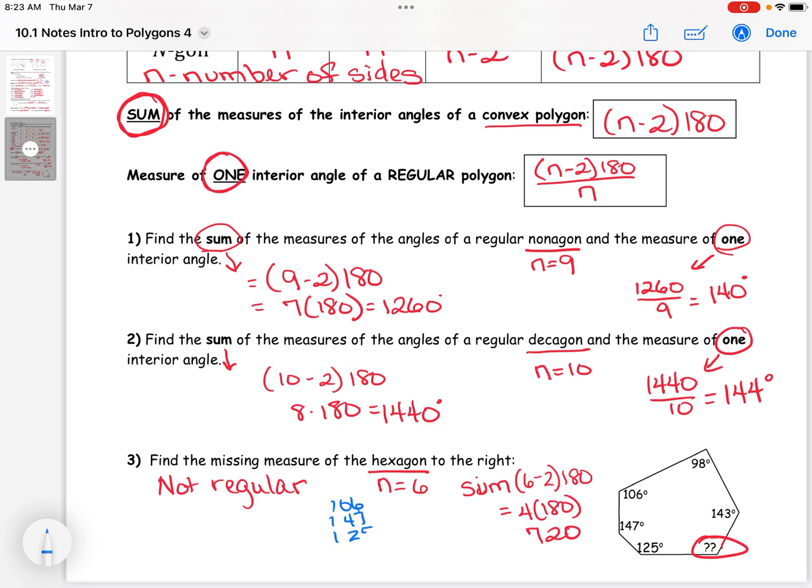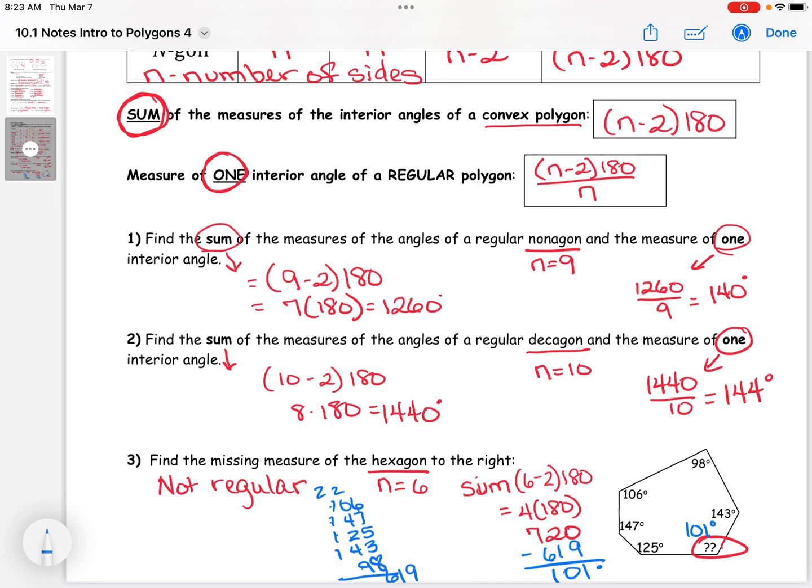So I'm going to do 106, 147, 125, 143, and 98. Okay, so 619. So I'm going to subtract 619 from 720. And I'm going to get 101. So this angle right here is 101.